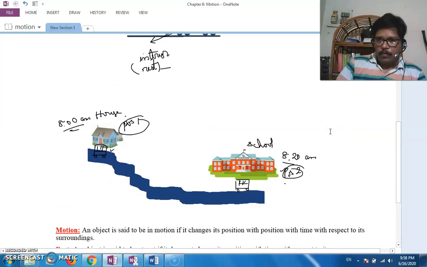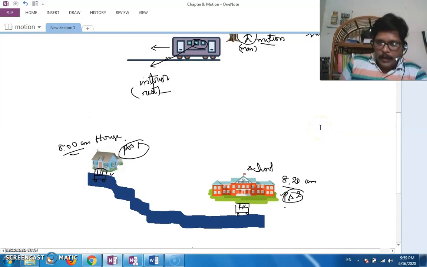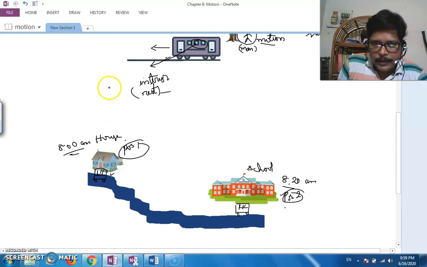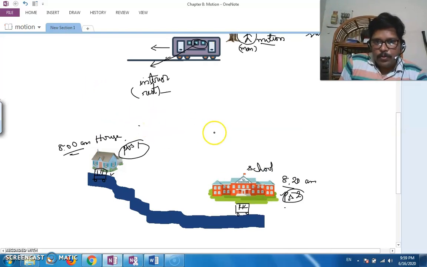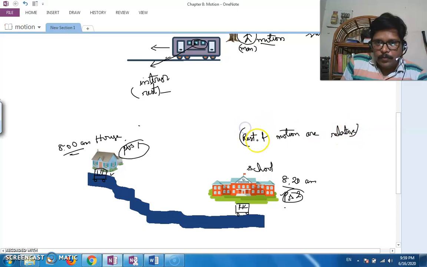One more concept, let me tell you. Rest and motion are relative. Relative in the sense that an object may be in motion with respect to one body, and at the same time it may be at rest with respect to some other body.